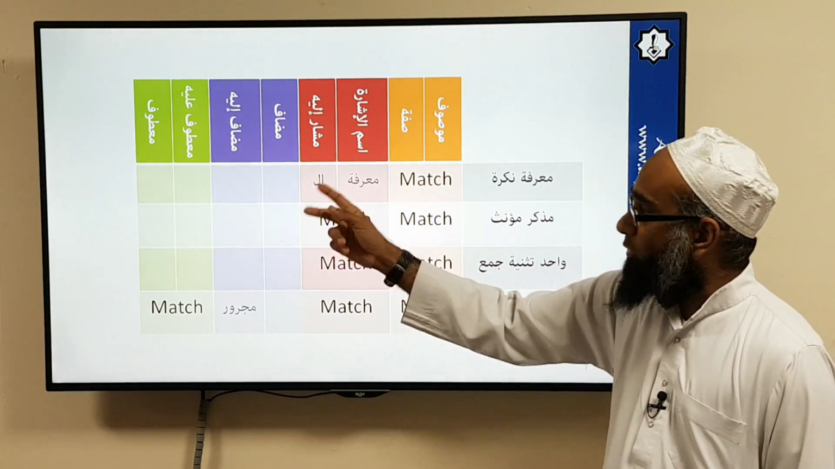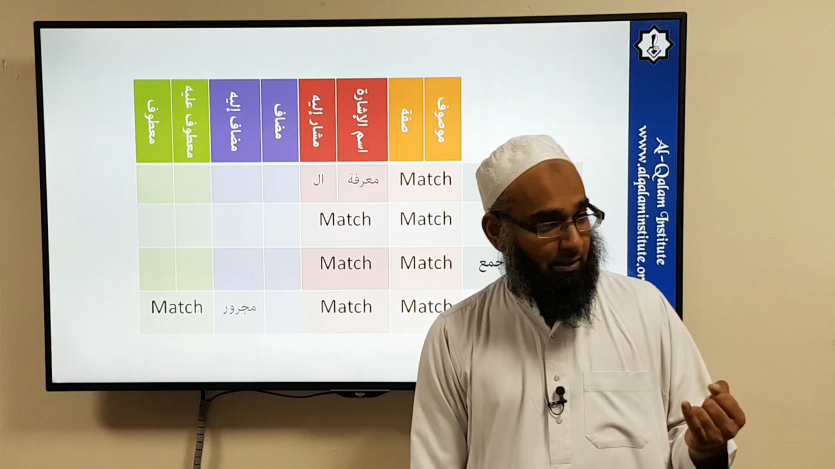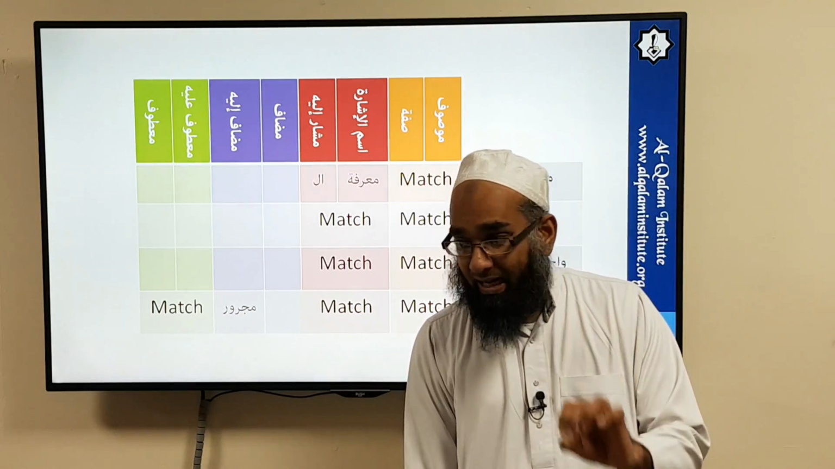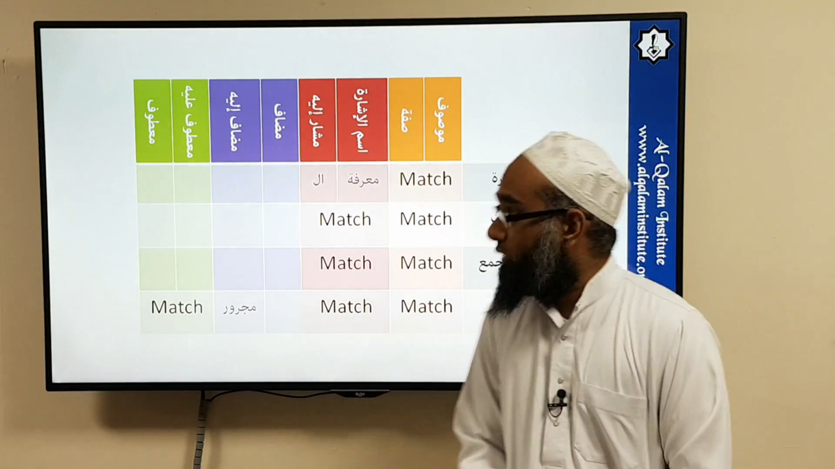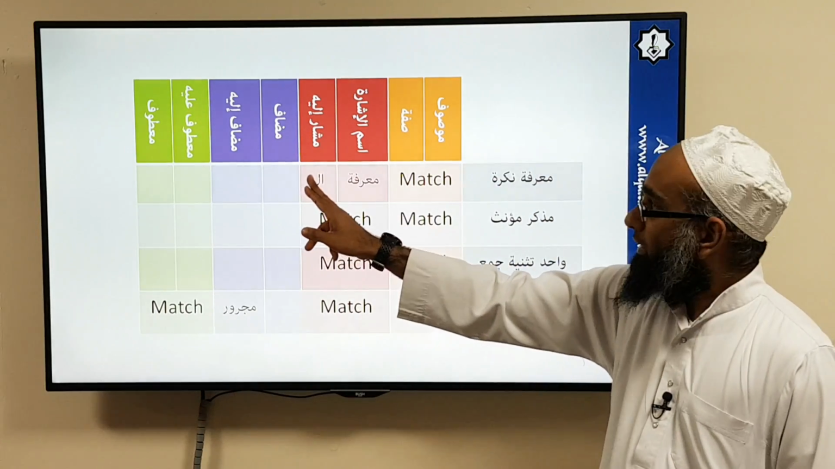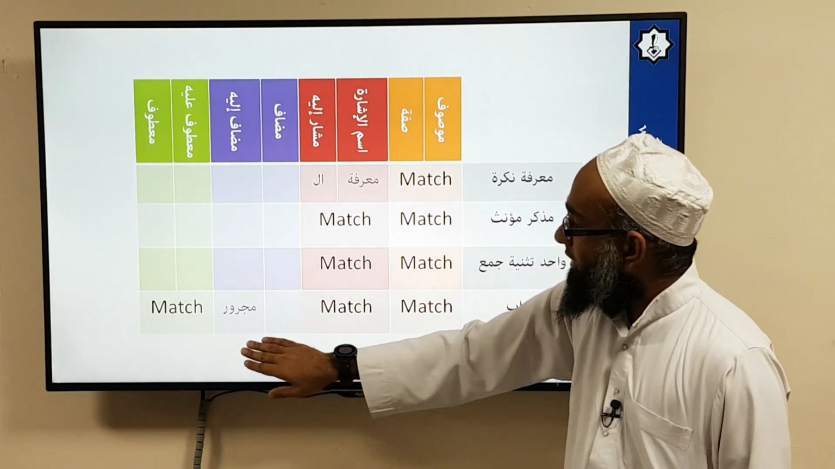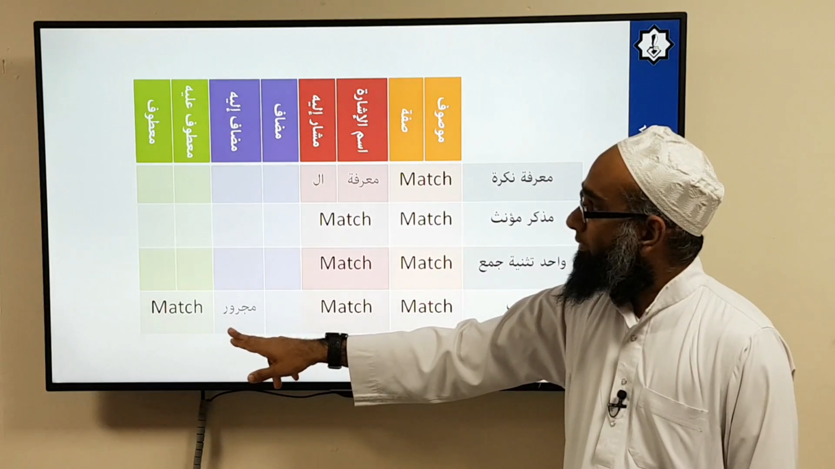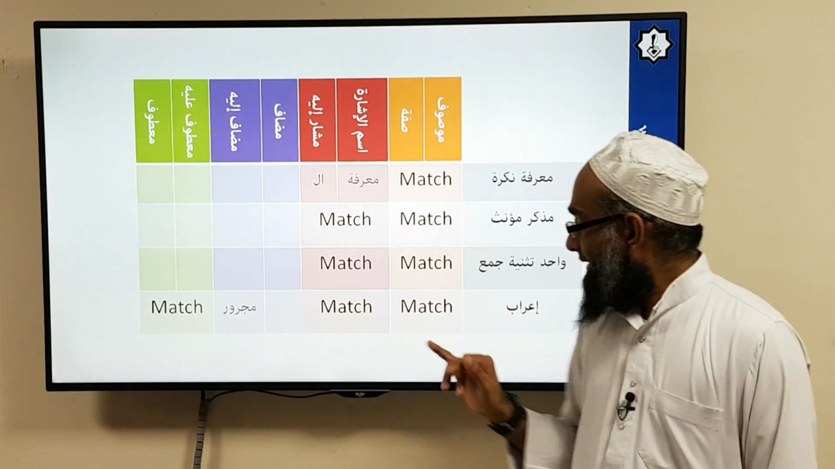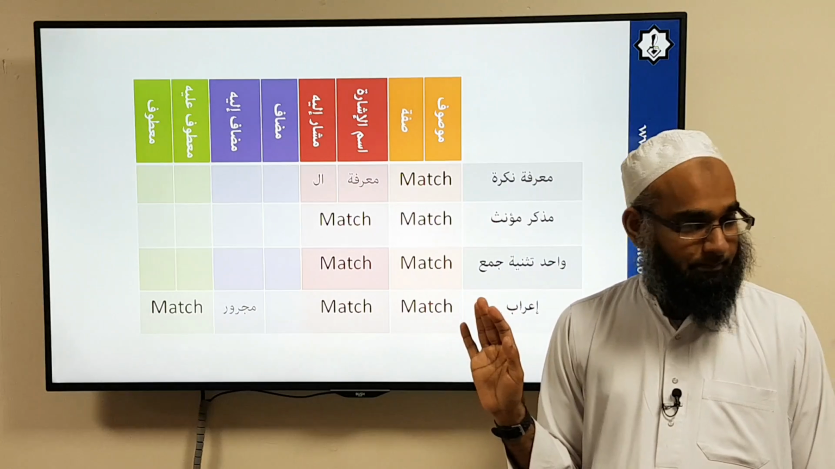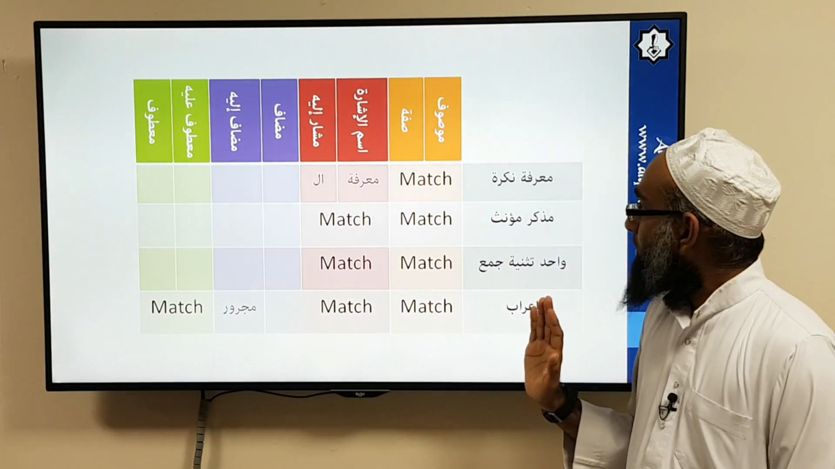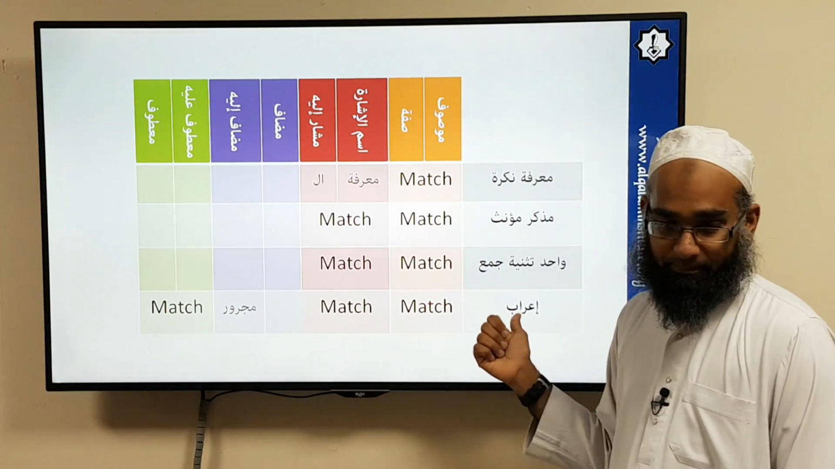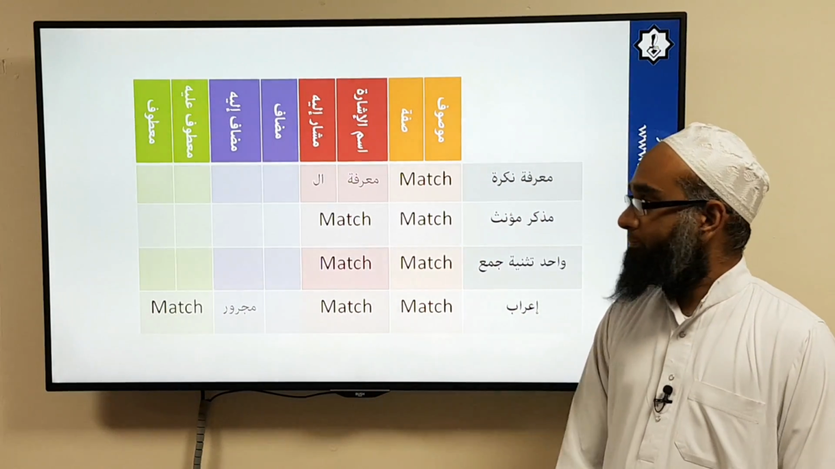Mushar ilayh has to have alif lam, because the words هذا هذاني are always ma'rifah even though they don't have alif lam. So the word after it has to have alif lam. As far as mudhaf ilayh is concerned, there's only one rule. What is that? It's majroor. And the ma'tuf alayh and ma'tuf have one rule: they must match in i'rab. That's it. No number, no gender, no ma'rifah, no nakira. They only match in what? In the i'rab.